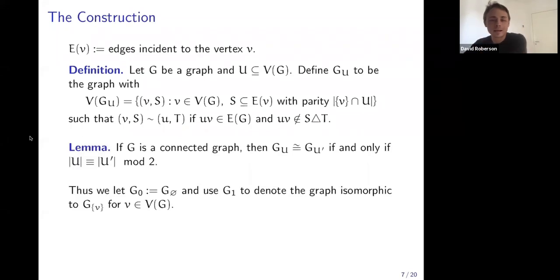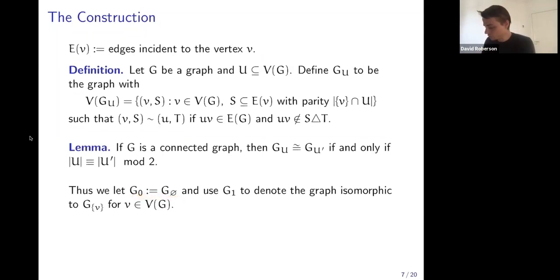Now it turns out that this graph G sub U, up to isomorphism, doesn't depend on the subset U. It only depends on the parity of the size of the subset U. So these graphs are isomorphic if and only if U and U prime have the same parity. And so our G0, we're just going to let be G sub the empty set.